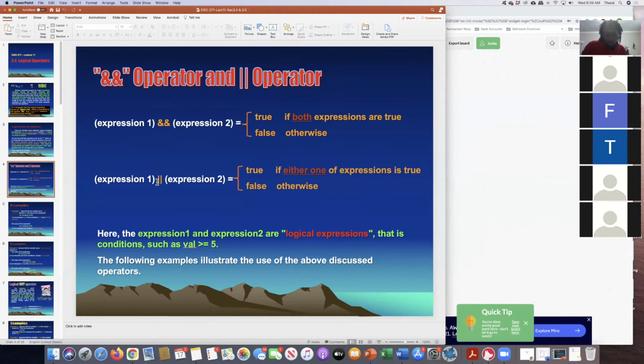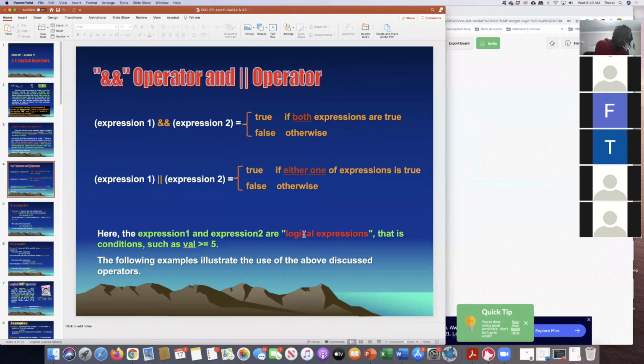And when you say or, that means you're saying, I want this or this to be true. So that's exactly what it will do. The whole thing will come out to be true if one of them is true. And it'll come out to be false only if both are false. So both have to be false to get a false out of it.